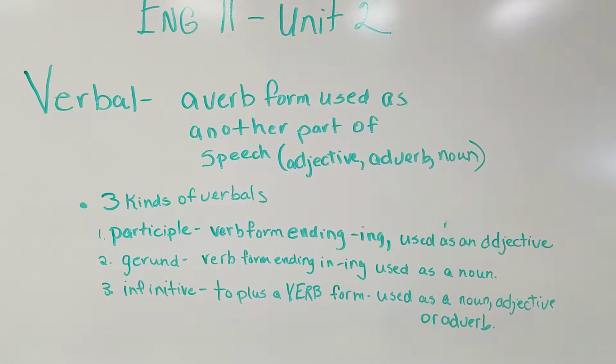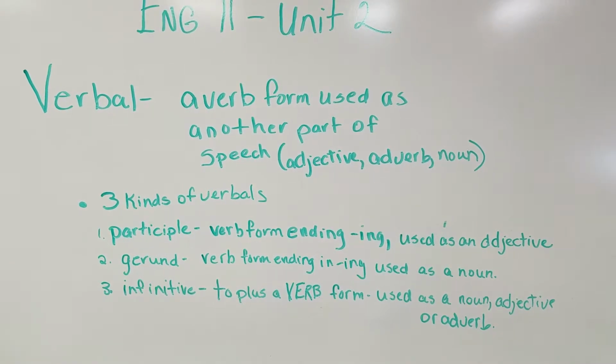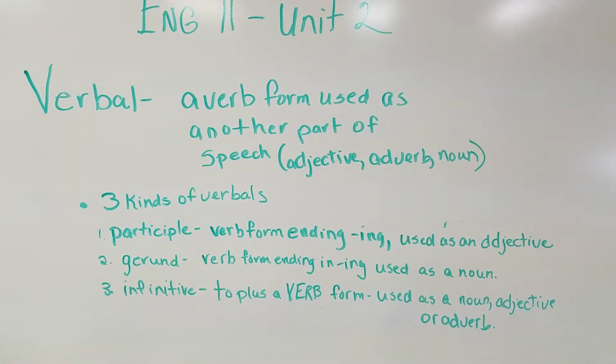Okay, and then we have verbal. A verbal is just a verb form used as another part of speech. It'd be acting as an adjective or an adverb or a noun, not as a verb. If it is acting as the verb, then it is not a verbal. It has to be acting as an adverb, adjective, or noun in order to be a verbal. There are three kinds of verbals. This is all in your matching section. There are three kinds of verbals.